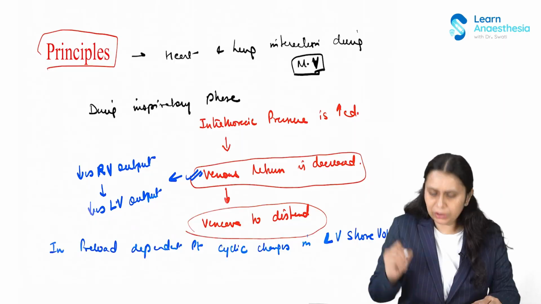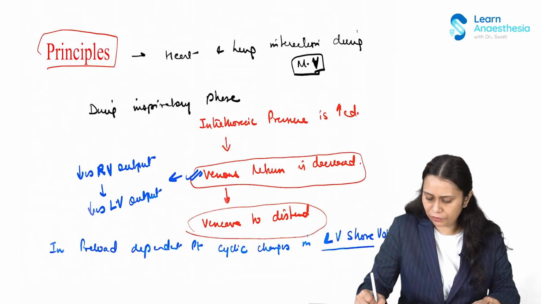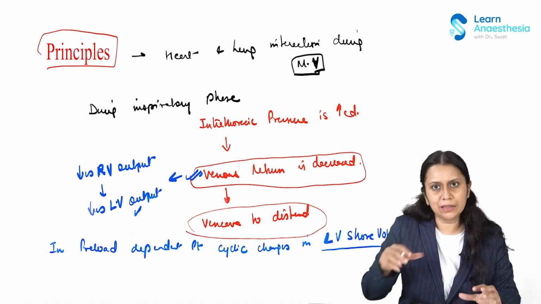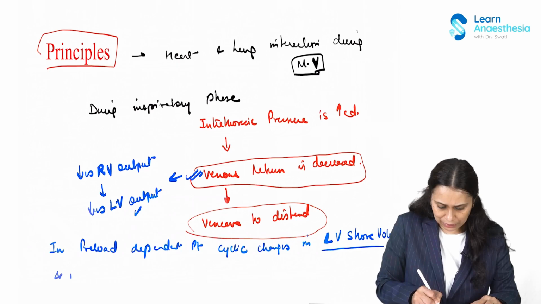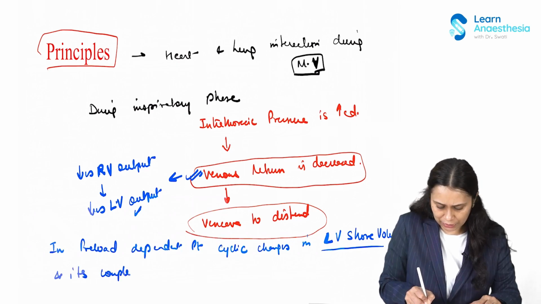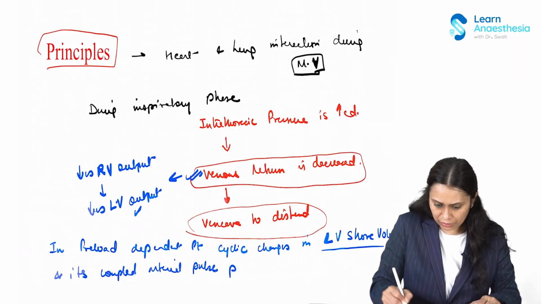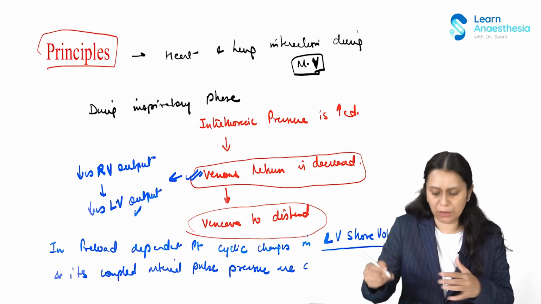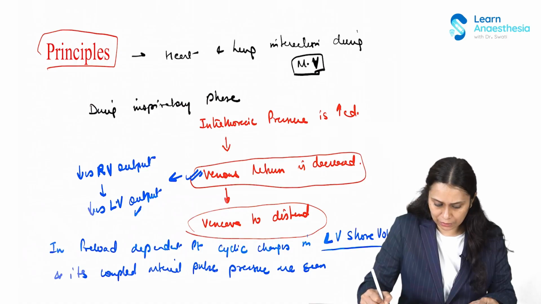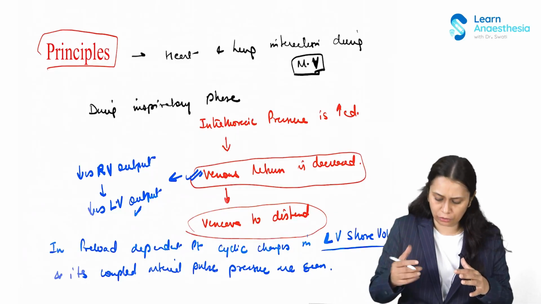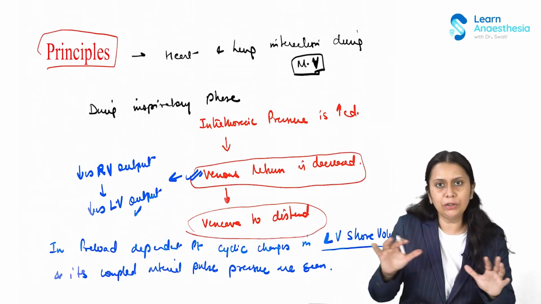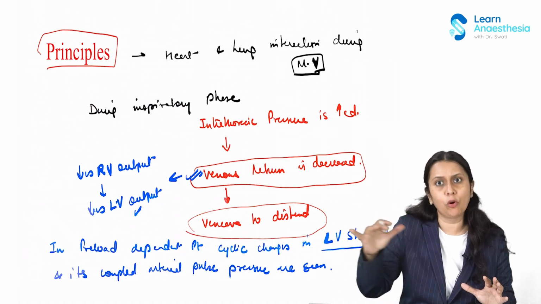Now, in a preload dependent patient, there is a cyclic change in left ventricle stroke volume. There is a cyclical change seen in left ventricular stroke volume, and coupled changes in arterial pulse pressure are seen, right? The magnitude of these changes tells us whether the patient is fluid responsive or not. So the magnitude of these changes tells us about the volume responsiveness.